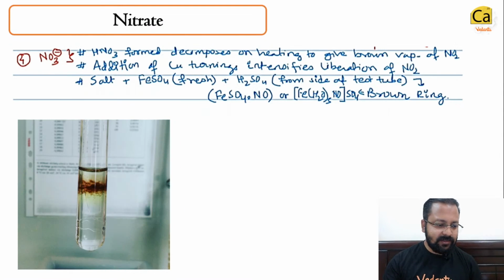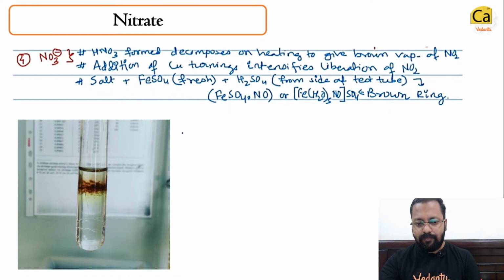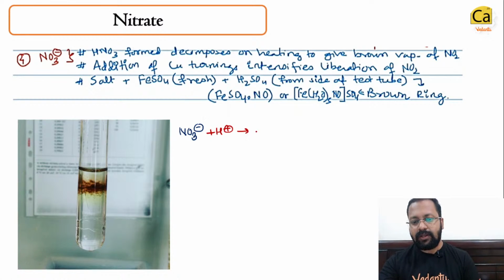So what is the nitrate test? How to detect nitrate? So HNO3 is formed. I had told you that with nitrate, H2SO4 behaves as an acid. So your NO3 minus will take up H plus to turn into HNO3, and this HNO3 will decompose to give NO2, O2 and H2O.